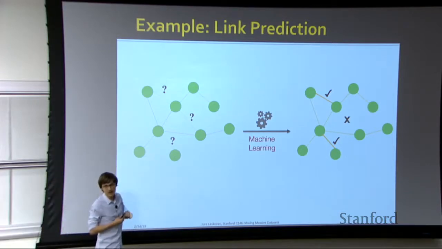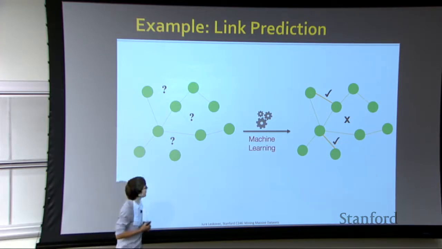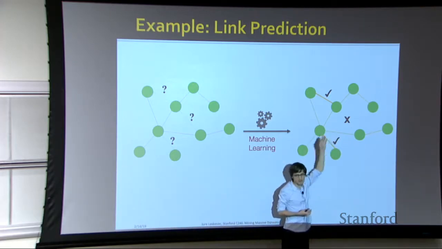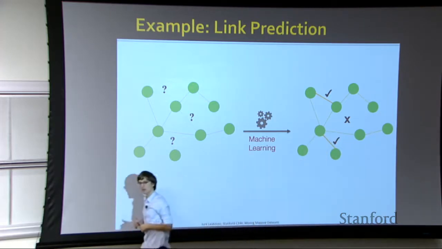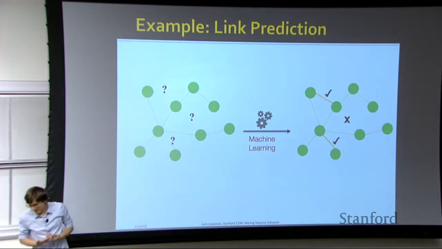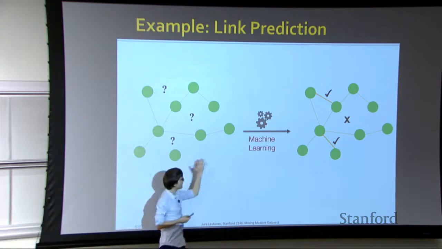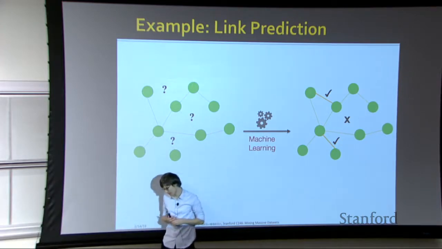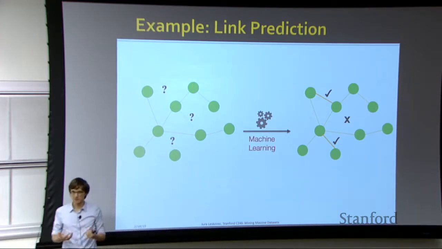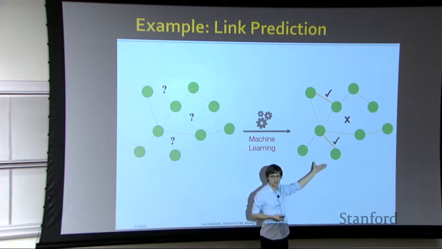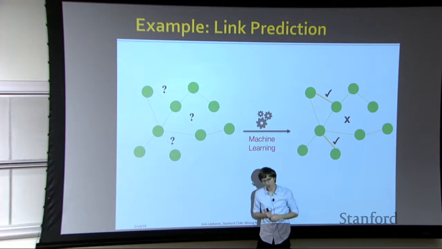We are given a network, and we want to know for certain pairs of nodes whether they are connected or not. Then we would make predictions and say, aha, we predicted this one correctly, we made a mistake there, and so on. So this is an example of a link prediction task in networks. There are many applications in which link prediction tasks can be formulated. You could even think of recommender systems as link prediction between a user and an item.